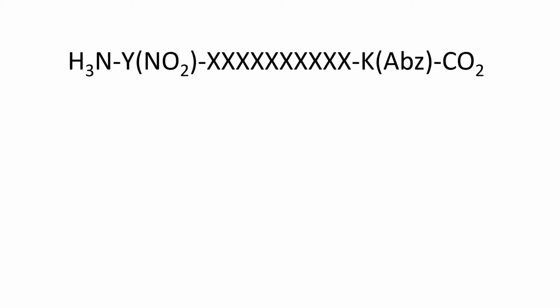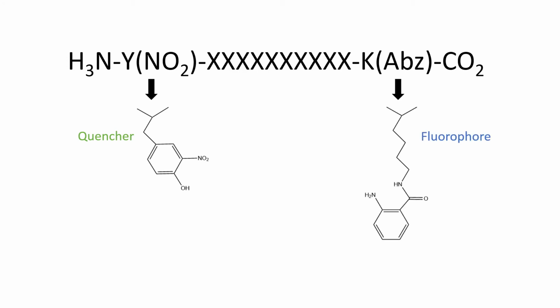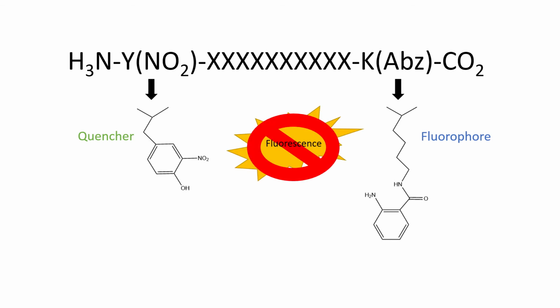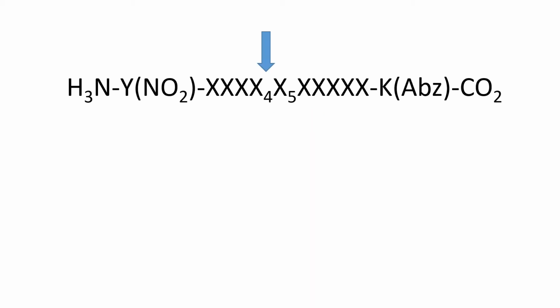Shown is the threatened peptide sequence. For simplicity, let's refer to it as protide. The X's represent the sequence of amino acids of the peptide. The left side is a nitrotyrosine, which acts as the quencher, and the right side is an anthrolamide lysine, which acts as the fluorescent donor or the fluorophore. When the peptide is intact, there is no fluorescence because the quenching agent is absorbing all the energy from the emission of the fluorophore.